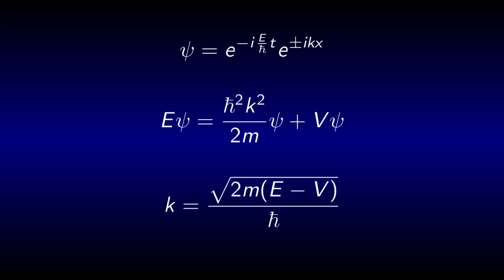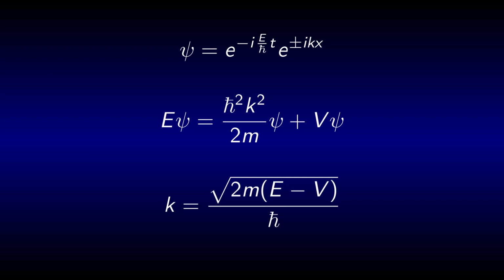If we plug this in the equation, we find that k has to be the square root of 2m(E minus V) over h bar. This last line basically says that the total energy is given by the sum of potential and kinetic energy. It also tells us what value k needs to have. This solution has a downside: it cannot be normalized.